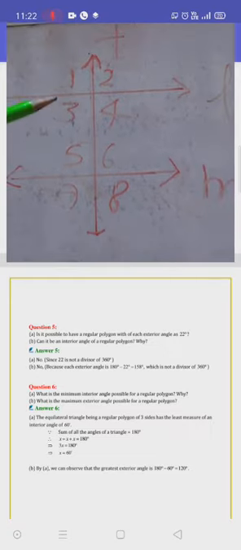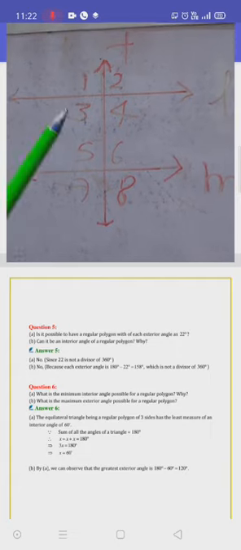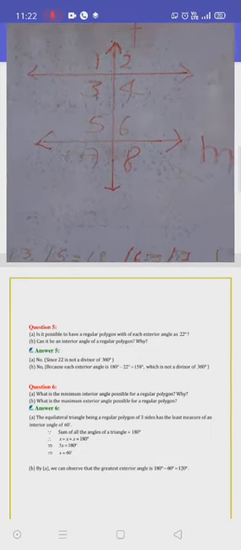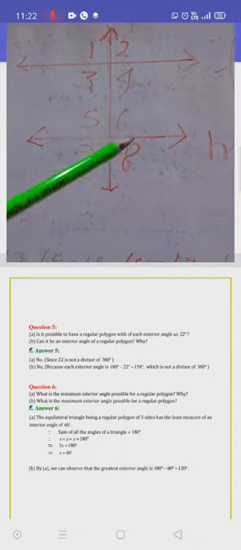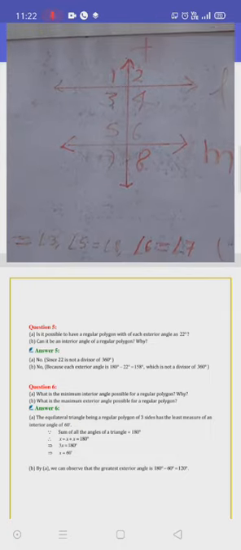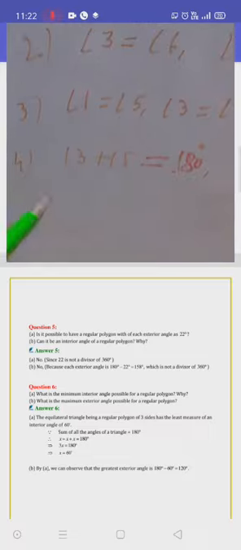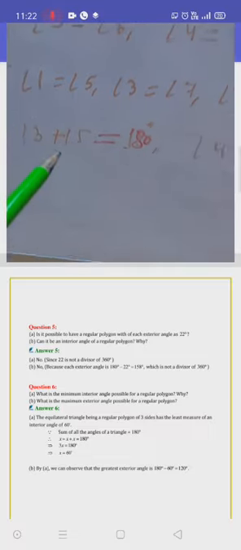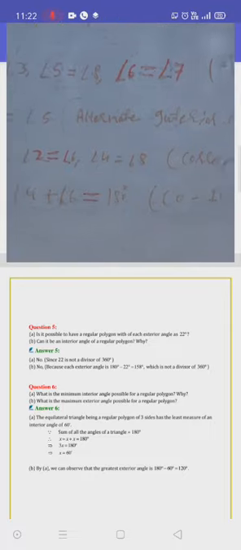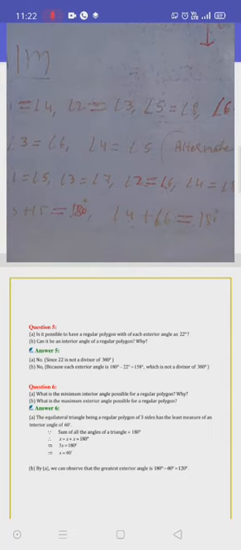Now the next relation is co-interior angles. My dear students, see 3 and 5. These angles are forming between the parallel lines and on the same side of the transversal. So 3 and 5 are called co-interior angles, or simply interior angles. Similarly 4 and 6 are also co-interior angles. The sum of co-interior angles is 180 degrees. Therefore angle 3 plus angle 5 equals 180 degrees, and angle 4 plus angle 6 equals 180 degrees. So these are the angle relations, which are very important.